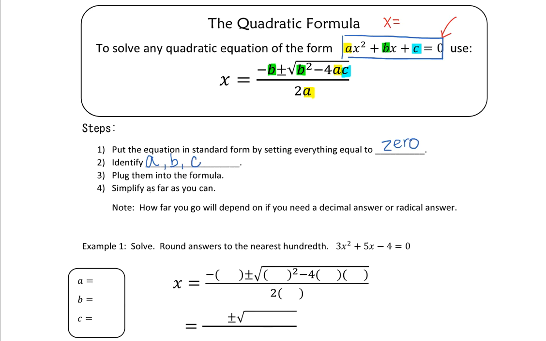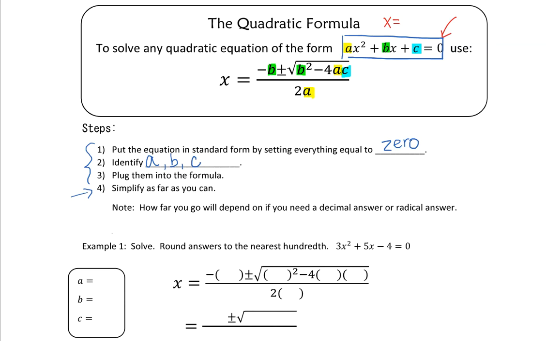Then you plug in those numbers into your formula. So the first 3 steps are probably the easiest, and that's going to take you the least amount of time. The hard part comes when you simplify. And that's where mistakes are going to happen, and that's where it can get complicated.